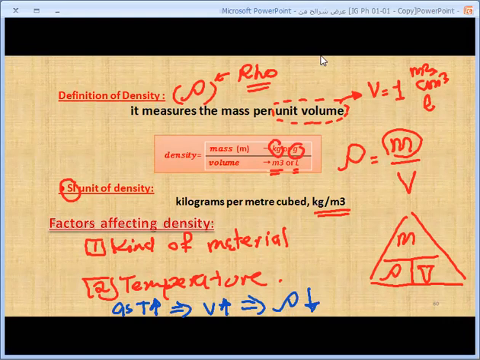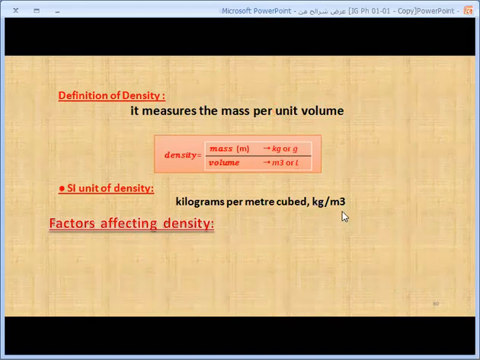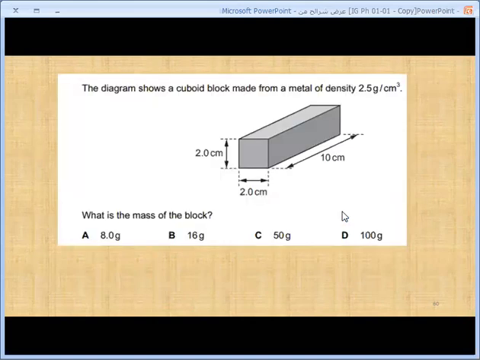Okay, so now let's go to this, which is a numerical example. This is just a numerical example. Let's solve it fast because the time is about to finish.